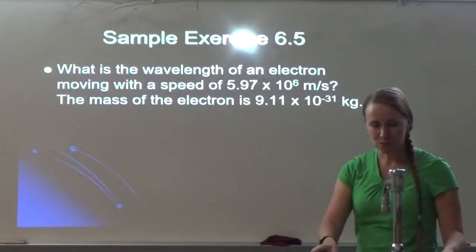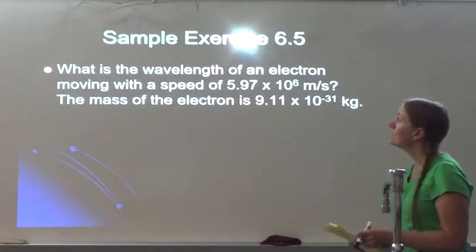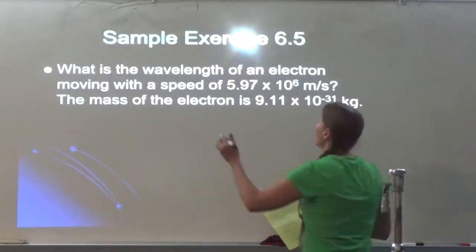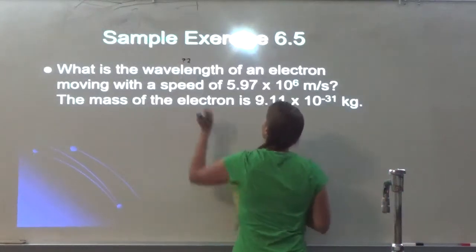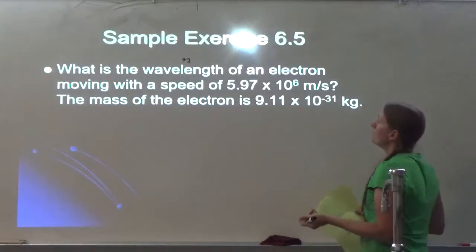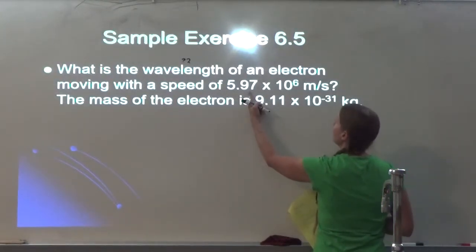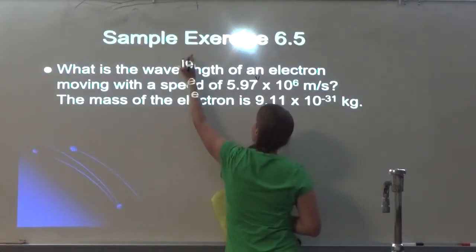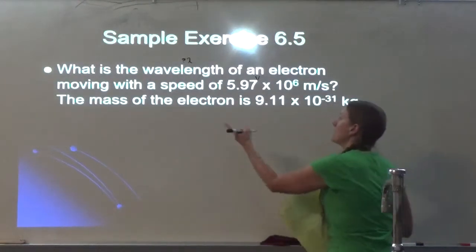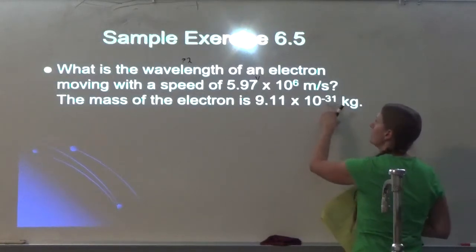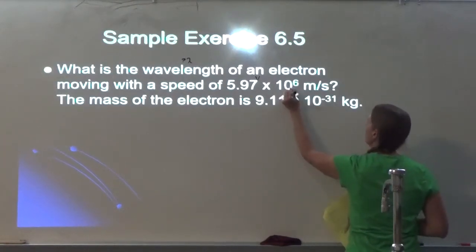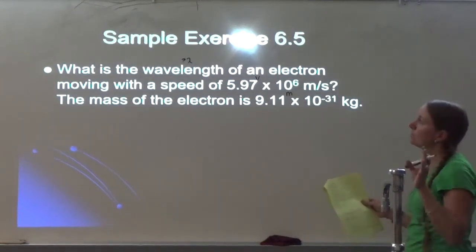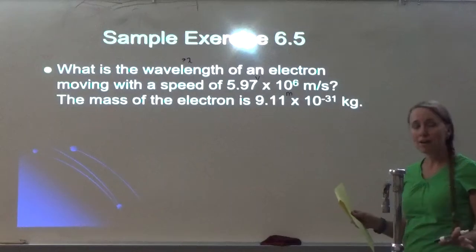All right, so let's look at this one real quick. It says, what is the wavelength of an electron moving with a speed of 5.97 times 10 to the 6 meters per second? So that's my velocity. The mass of an electron is 9.11 times 10 to the negative 31 kilograms. So there's my mass. We're looking for wavelength. We have velocity and we have mass.